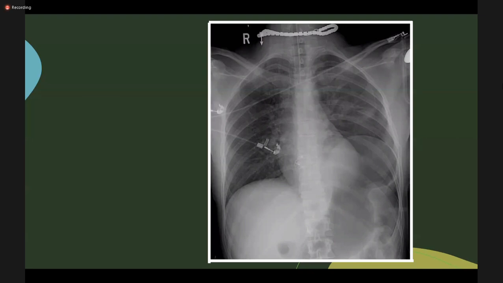Diaphragm has been ruptured and stomach has been herniated into the thoracic cavity. There you go. So the diaphragm has been ruptured for any traumatic reasons, and then the stomach has been herniated into the thoracic cavity. So these all are mediastinal shadows.